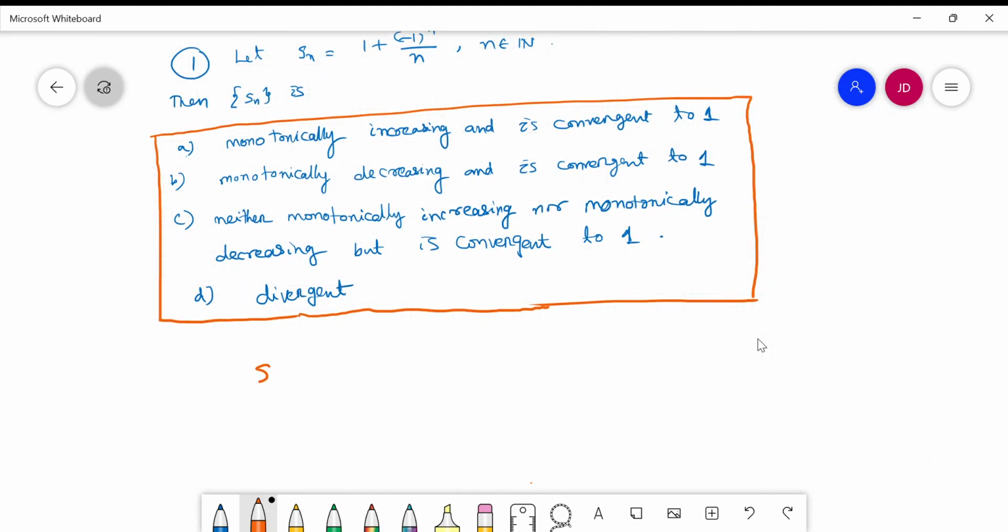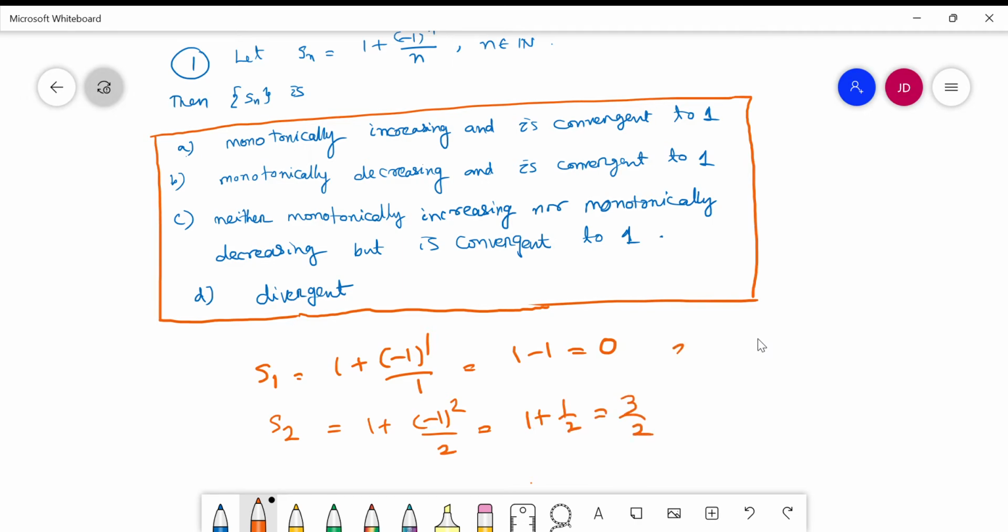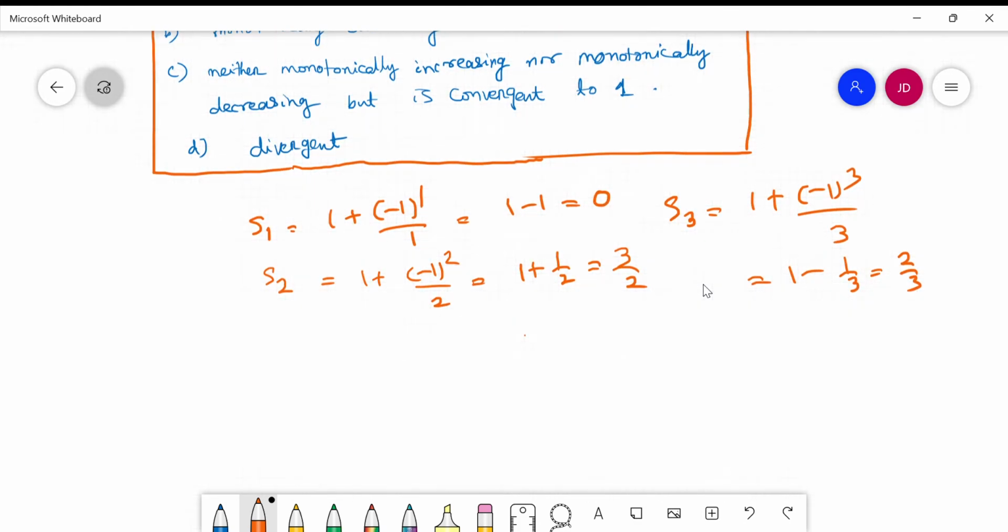So let's calculate S1. S1 is 1 plus (-1) upon 1, which is 0. So what is S2? S2 is 1 plus 1 by 2, which is 3 by 2, and S3 is 1 plus (-1)^3 upon 3, which is 2 by 3. So what we observe is this: if you write down S1, S2, S3, it is 0, 3 by 2, 2 by 3.